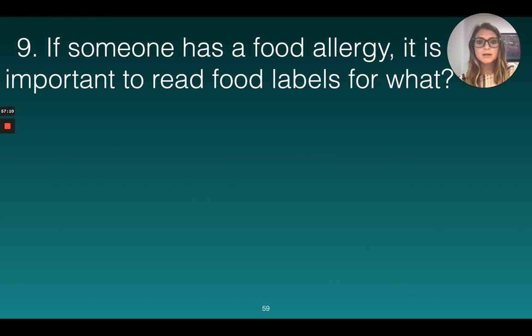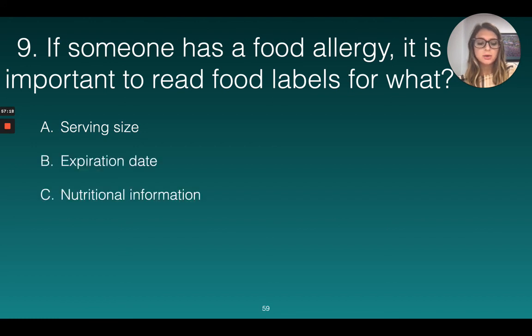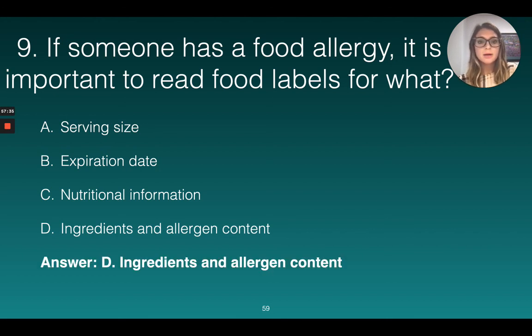Number 9, if someone has a food allergy, it is important to read food labels for what? A, the serving size, B, expiration date, C, nutritional information, or D, the ingredients and allergen content. The answer is D. If someone has a food allergy and you're wondering if they can have a food item, always read the ingredients for that specific food item, and then the allergen content that is going to be listed as a potential allergy component.